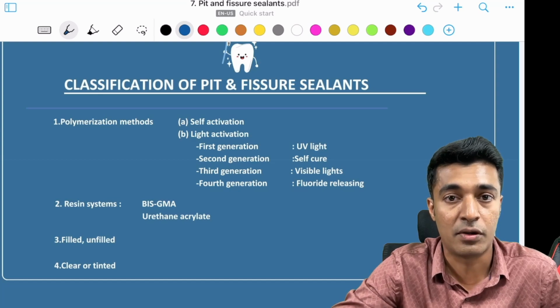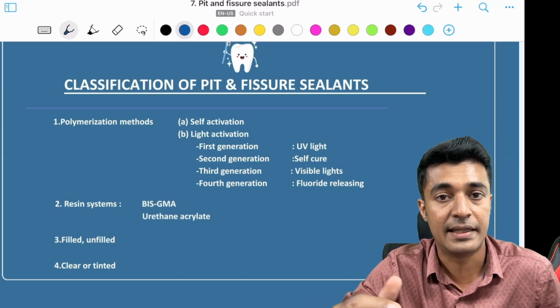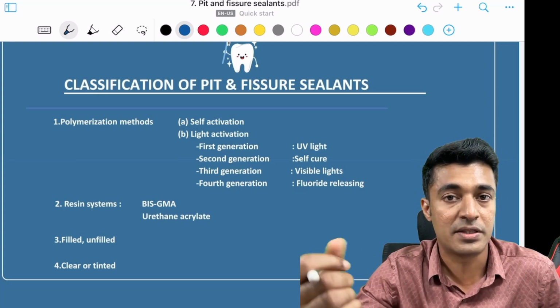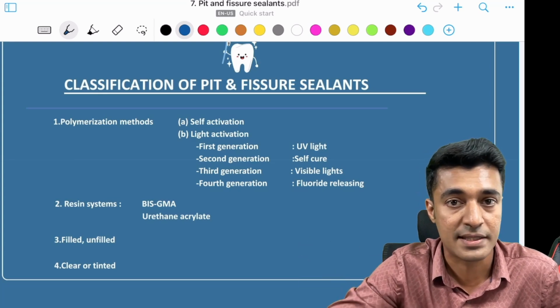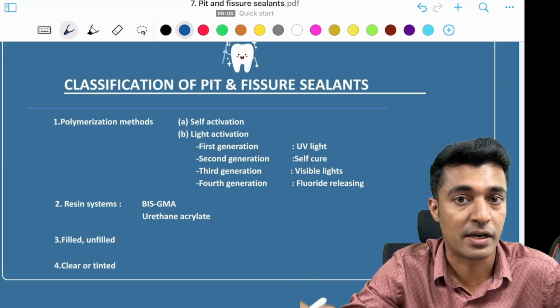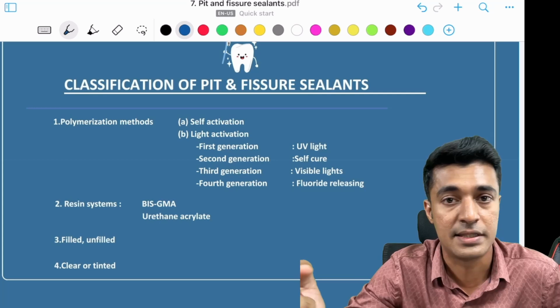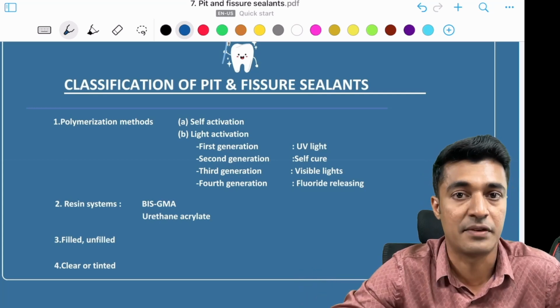Then there is the filled or the unfilled based on the filler content, and then there's the clear or the tinted. So based on the polymerization system, based on the resin used, based on whether they are filled or unfilled, based on whether they are clear or tinted. That is the classification of pit and fissure sealants.